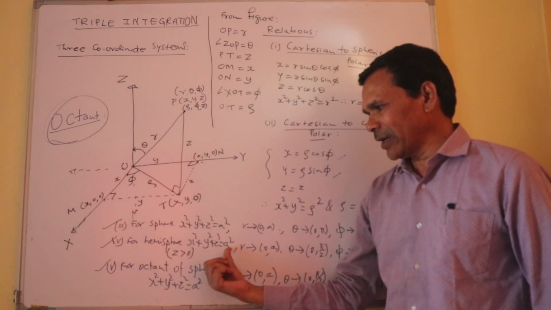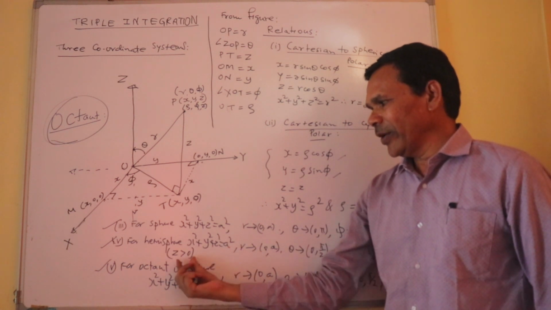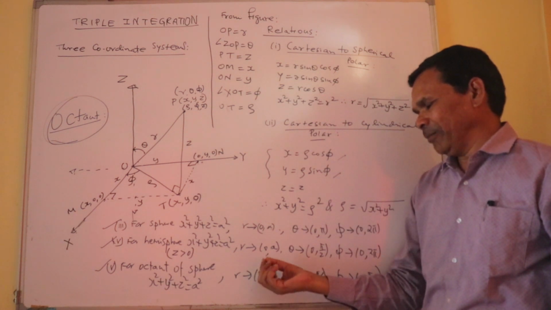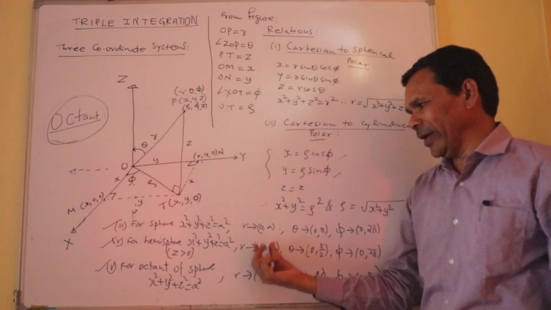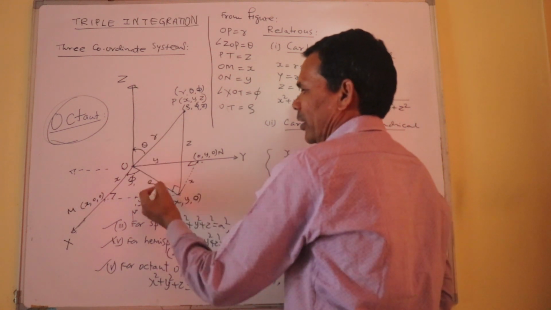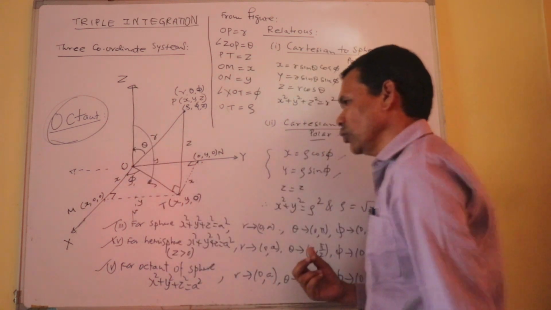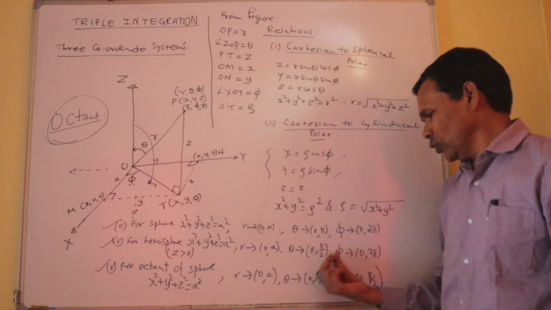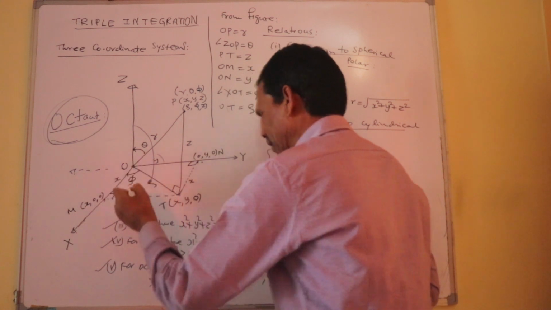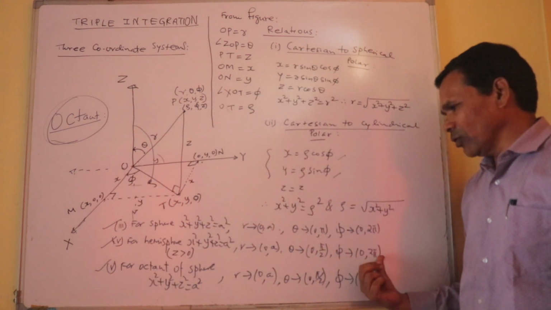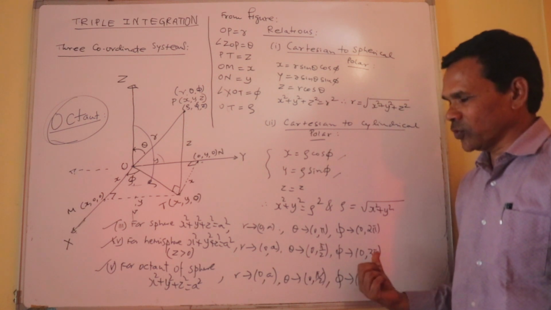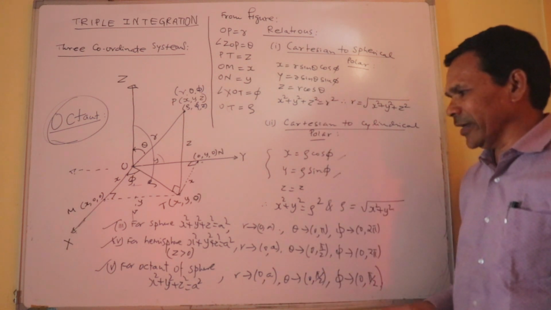Similarly, for a hemispherical surface of the sphere where z is greater than 0, meaning above the XOY plane, r varies from 0 to a as usual, no change. Theta varies from 0 to pi by 2, because it goes from this position to this position. And phi, as it naturally moves in this direction through 360 degrees, is 0 to 2 pi for the hemispherical surface of the sphere which lies above the xy plane.